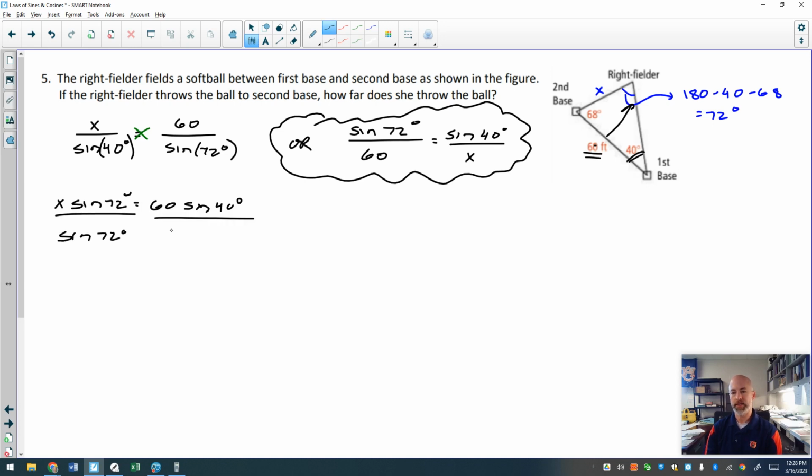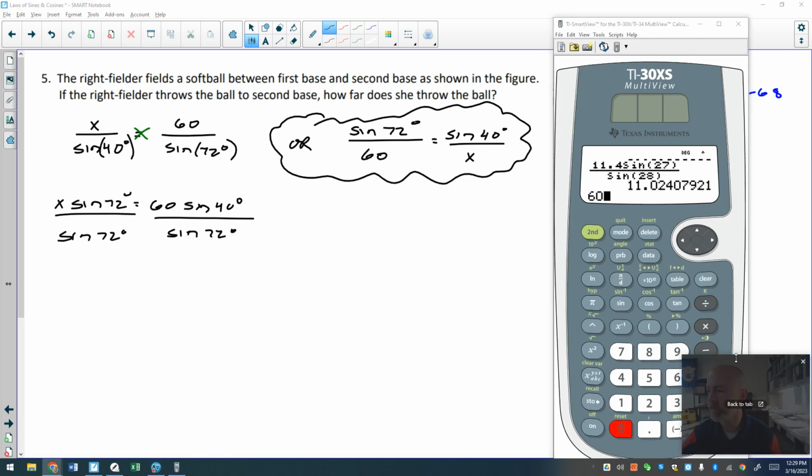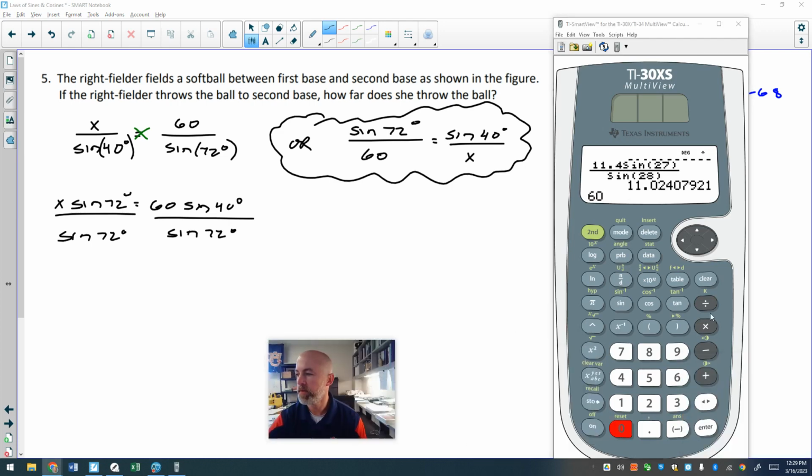Yeah, my writing is terrible. Absolutely atrocious. Divide by sine of 72. We'll punch that in to get our answer. And 60. Move my head out of the way. 60 sine. I forgot to do my top bottom fraction.